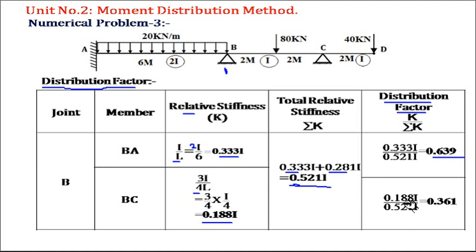Now for member BC, the relative stiffness is 0.188I divided by the total relative stiffness value 0.521I. If we solve it, we get the value 0.361. The addition of these two distribution factors, 0.639 plus 0.361, should be equal to 1. So these are the distribution factors for the members BA and BC at joint B.